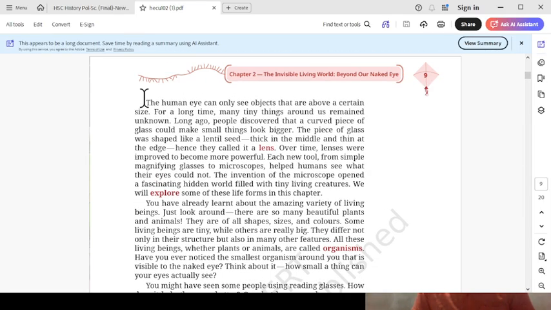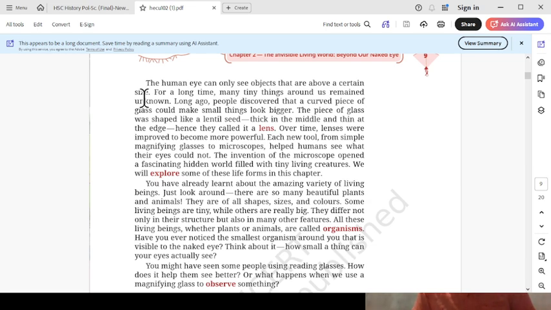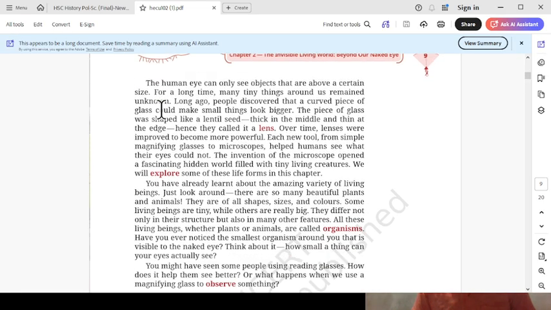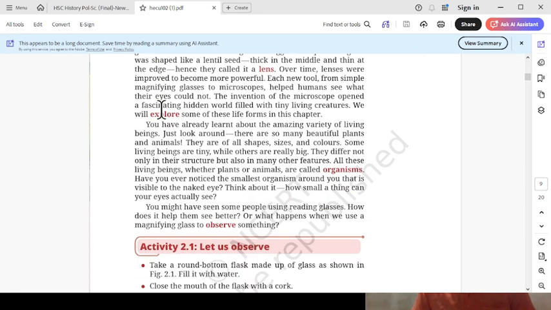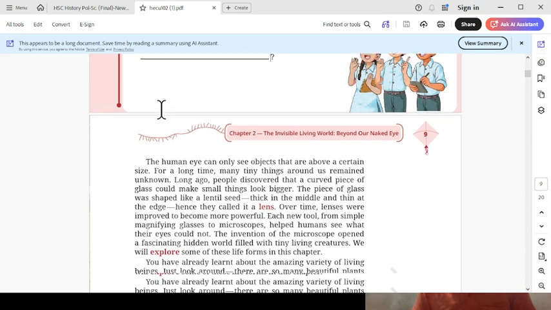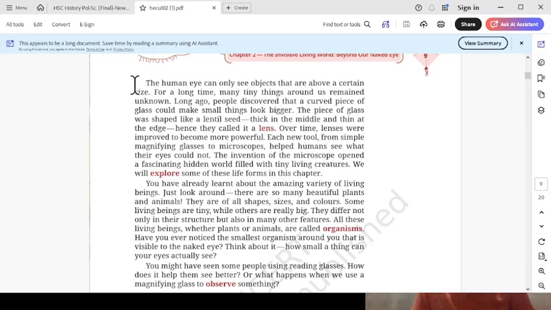So firstly we go through the text. I have read the paragraph for you, and after reading, we understand the basic concept of the human eye. Firstly, the human eye can only see objects that are above a certain size.